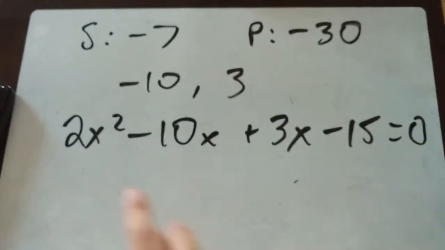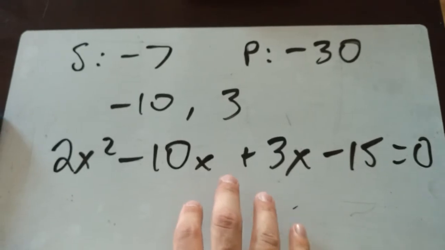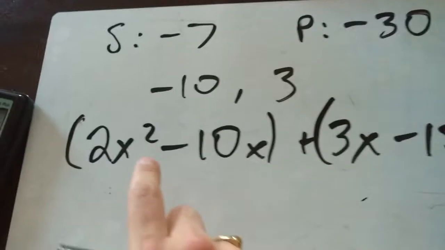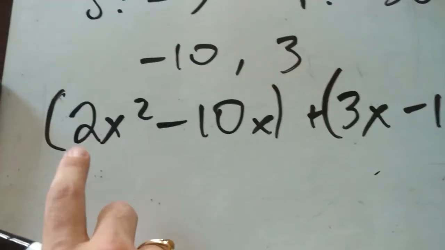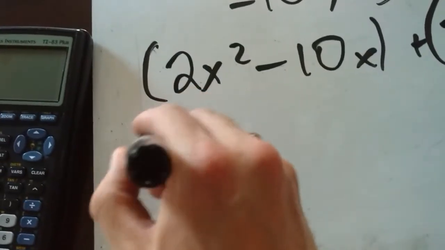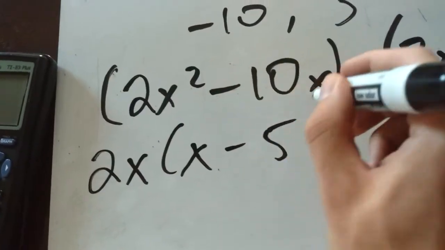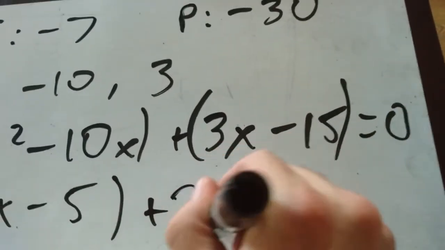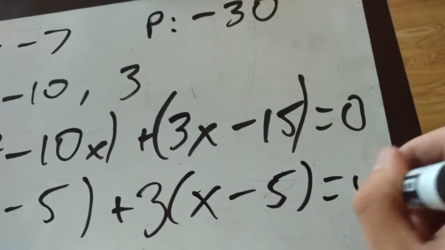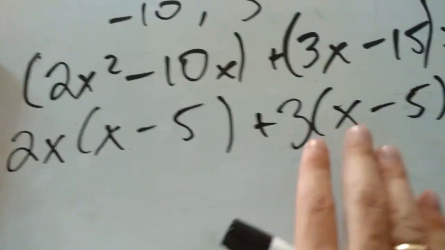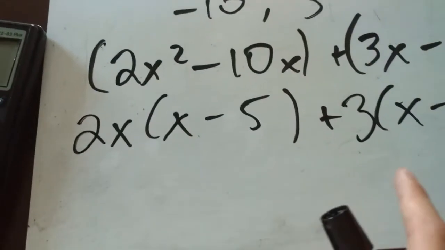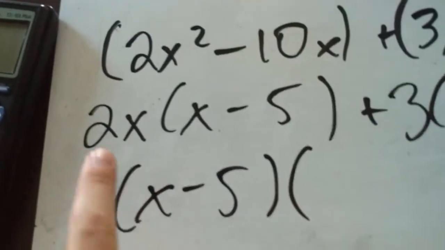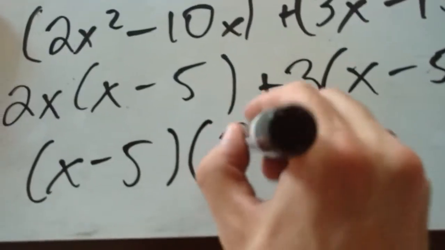Now, to solve this, because we've broken that negative 7x up, we just have to put brackets around the first two, brackets around the second two, and then factor by grouping each one. So out of these two, we can take out a 2x, and that'll leave an x minus 5, plus out of these two, I could take out a 3, which will also give me an x minus 5. Since we have an x minus 5 here and an x minus 5 here, this has been a completed factoring by grouping, so we can write it as x minus 5 times 2x plus 3.